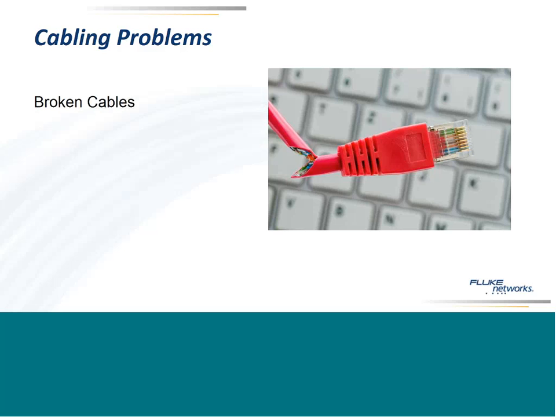Now, another problem, broken cables, right? Stuff pulls out of walls, people run over things with their chairs. All kinds of things can go wrong with a cable. And if it's broken, you want to know where. And that's something we'll talk about when we get to test equipment.